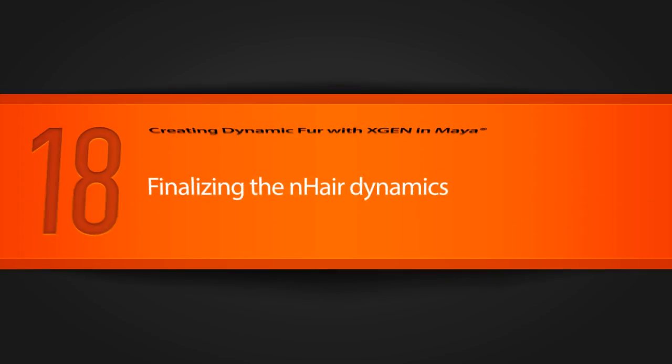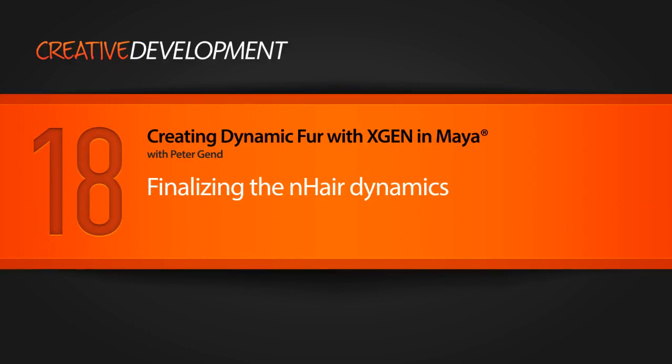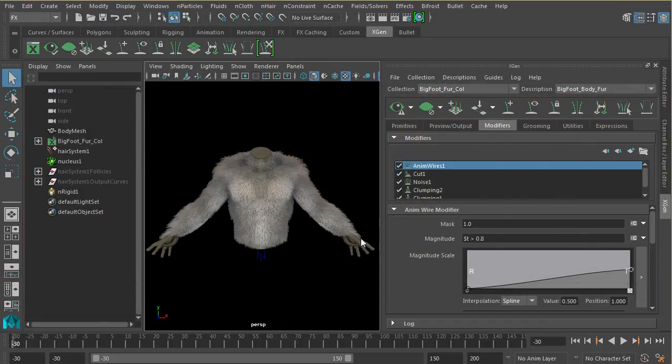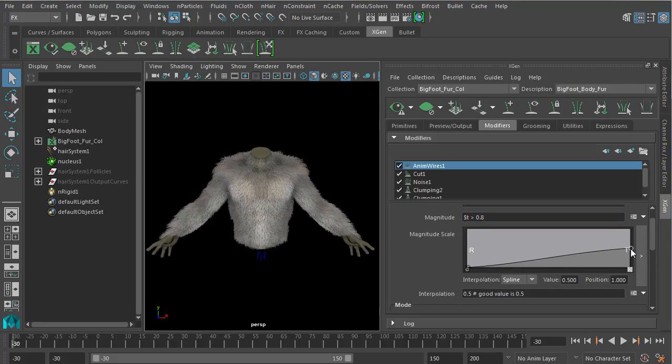Okay, so we're back here. I'm in lesson 18, begin. I did make a couple of small changes to the settings on the animation wires. I was getting a little bit of stretching, so I lowered my magnitude a bit to 0.8. You can also see I lowered the influence on the tip to about 50% of what it was.